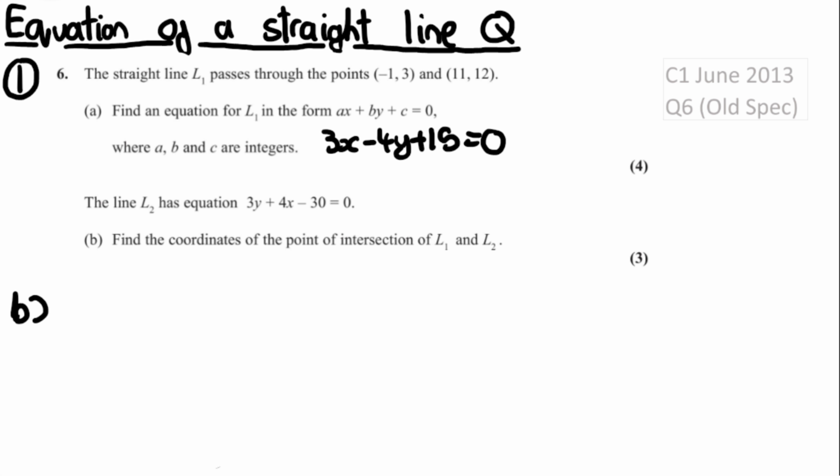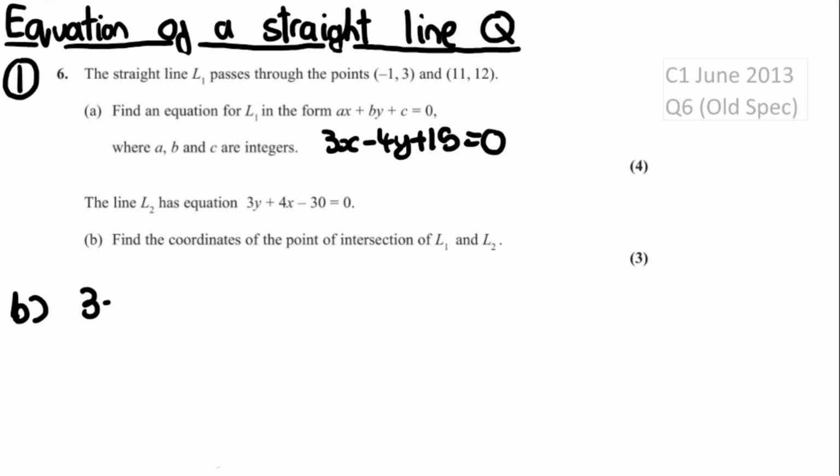For part B, we need to find the one point of intersection, because it says point of intersection, so it's only 1 point, and we need to find the point of intersection between the equation that we figured out before and this line here. So remember that this is simultaneous equations. Basically, we need to find the x and y value for which this is true. We could do this by substitution, or we could do it by elimination. I'm going to do it by elimination because I think that's quicker.